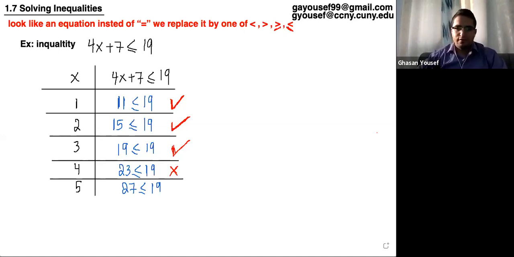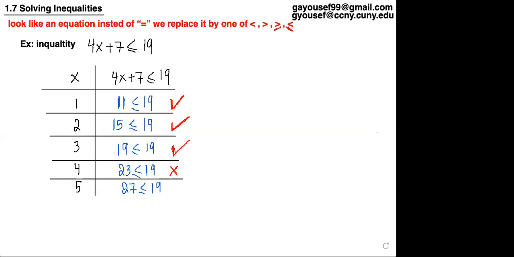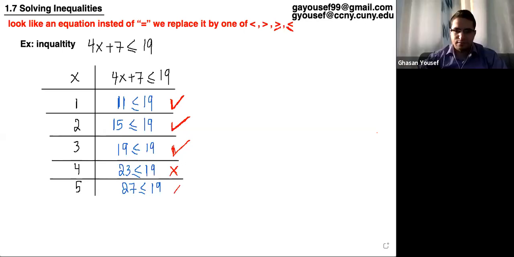Now, for 5, is it satisfied? Is it correct? No, it's also not correct. So the numbers that are correct are any number less than 3. If I plug in 0, I get 4 times 0 is 0, plus 7, so it is 7. So 7 is less than or equal to 19. So any number less than 3 satisfies this inequality, but any number greater than 4 is not satisfied.